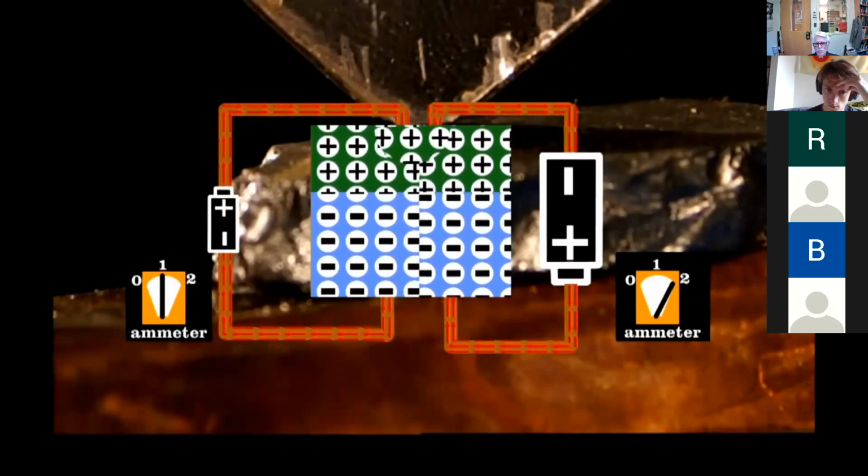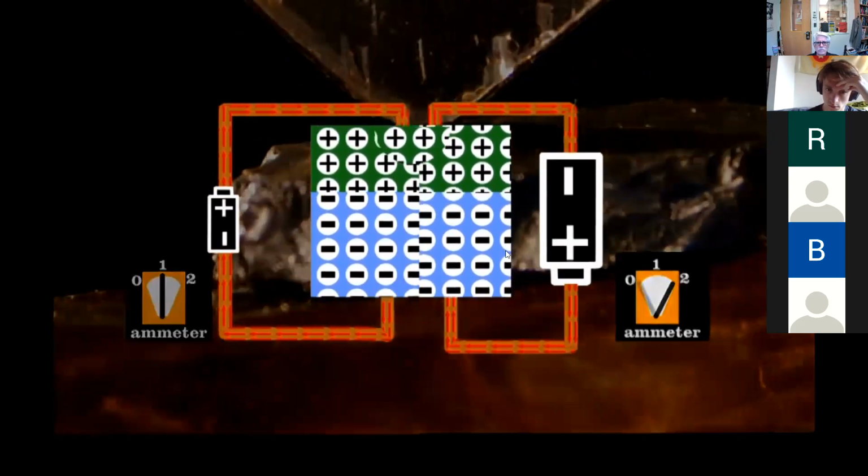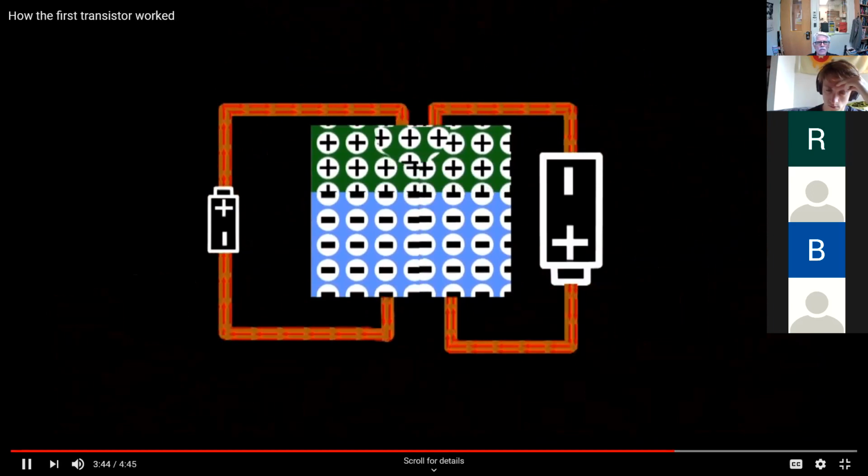It seems that we've gone to great lengths to just make a tiny current flow. I mean, the current on the right isn't much bigger than on the left. But if we look carefully, we can see why this revolution.